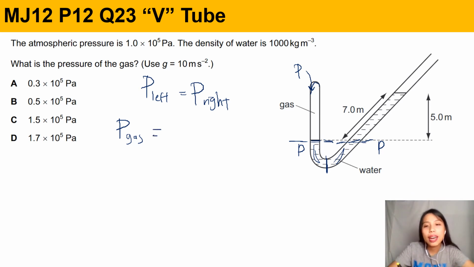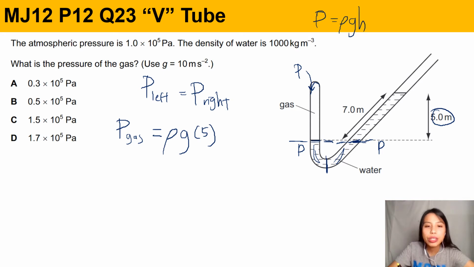On the right side, we have pressure at this point from this whole column of water vertically. So you need to remember hydrostatic pressure. P is rho gh. Okay, so you must write that down. The density of water times g times that height, which is 5 meters.